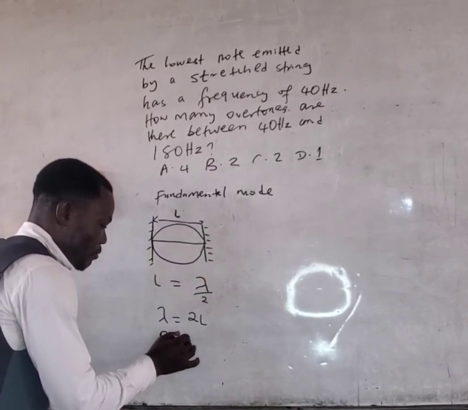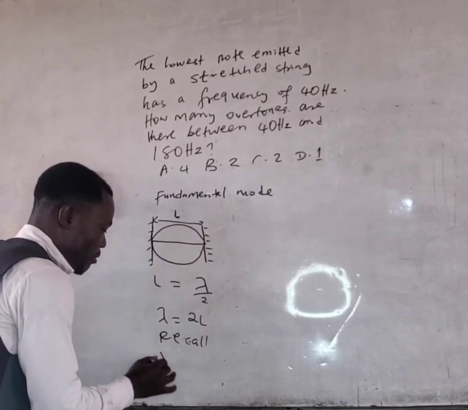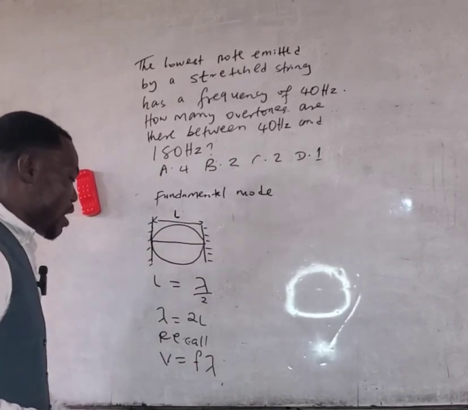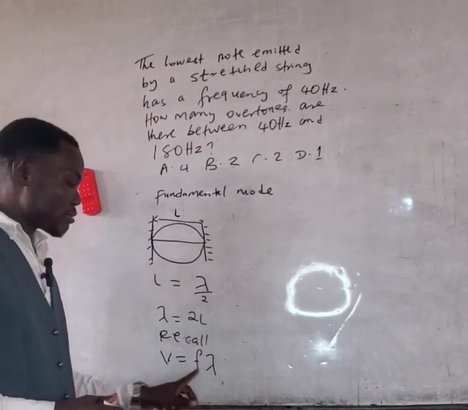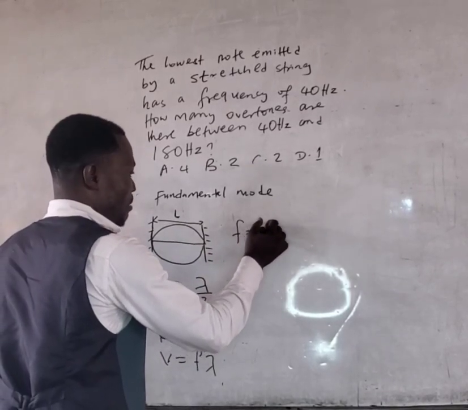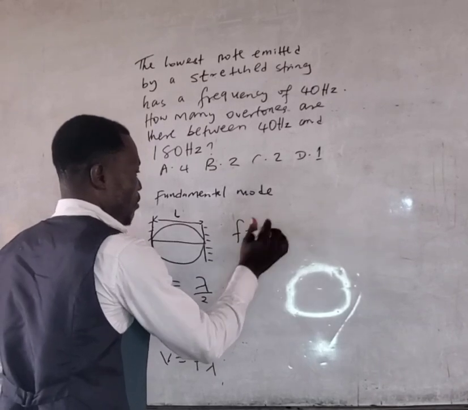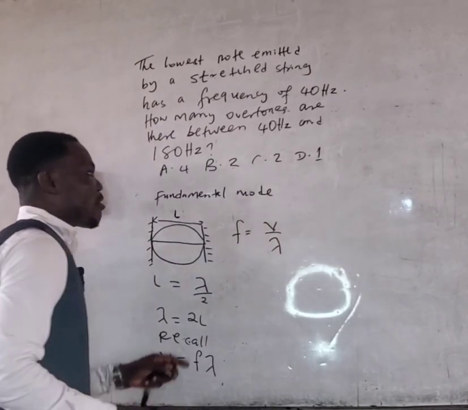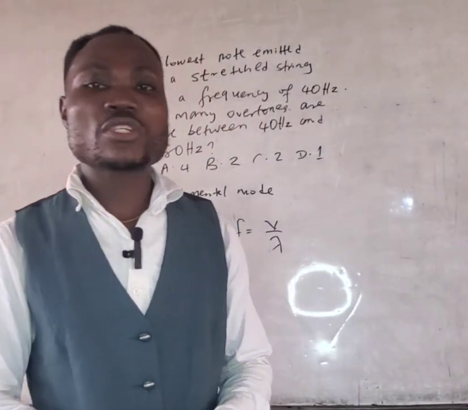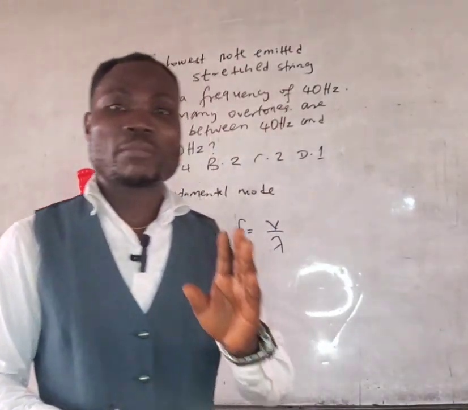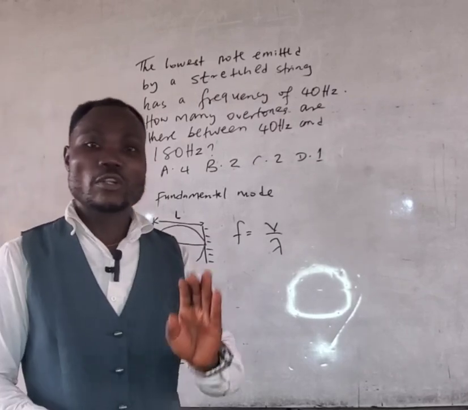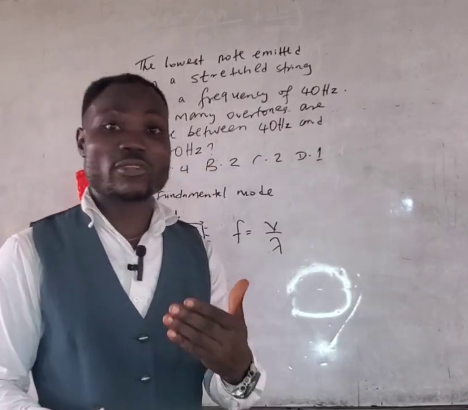Recall that the velocity of a wave is equal to the product of the frequency and the wavelength. So by using this formula, we can see that F is equal to velocity over lambda. Now, under the fundamental mode of vibration, this string vibrates with its lowest frequency, which is referred to as what? Fundamental frequency. The lowest frequency of vibration of a particle is its fundamental frequency.